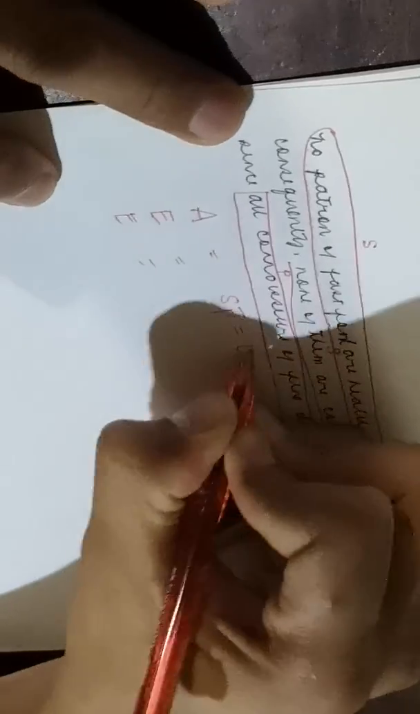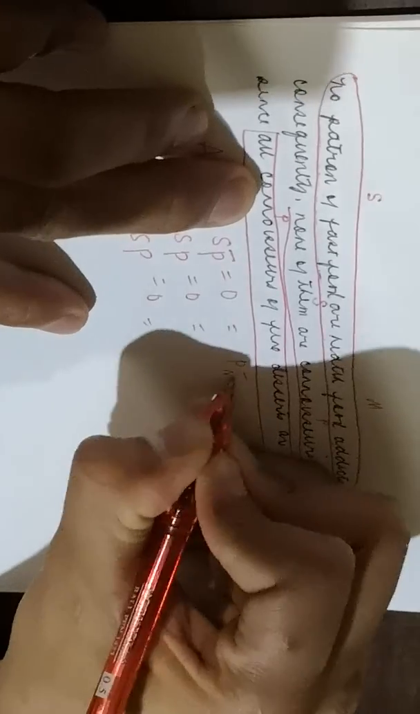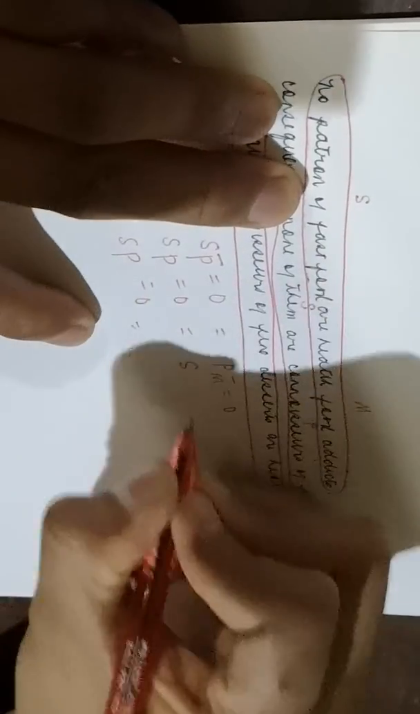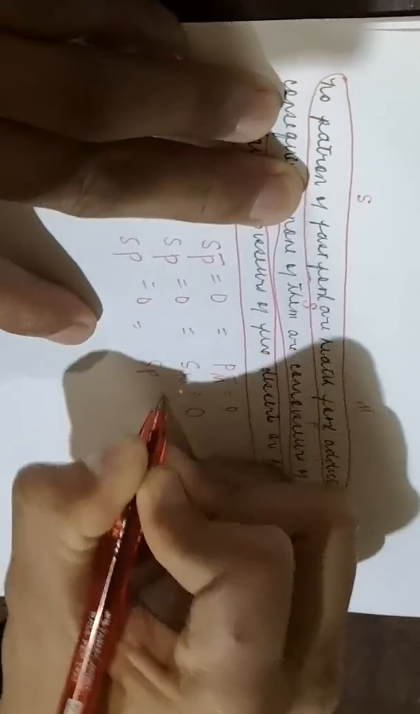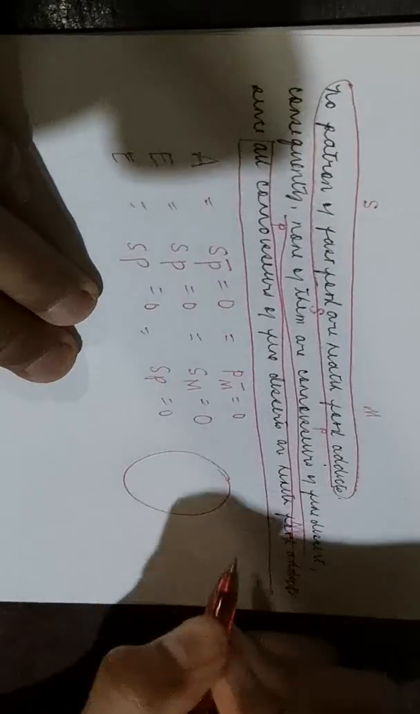So let's apply our Boolean equation. S not P equal to 0, SP equal to 0, SP equal to 0. Now substitution. All connoisseurs of fine dessert should be P not M equal to 0. Minor premise, SM equal to 0. And then SP equal to 0. We don't change the conclusion. Now, our Venn diagram.